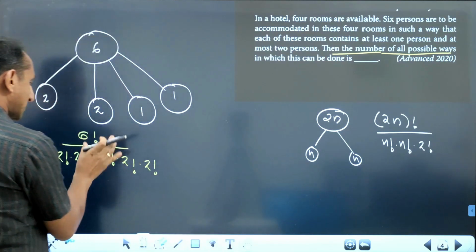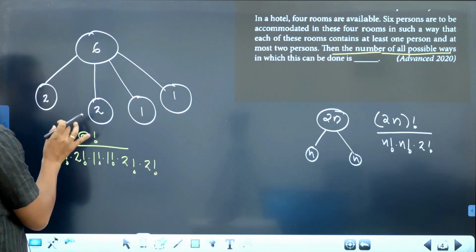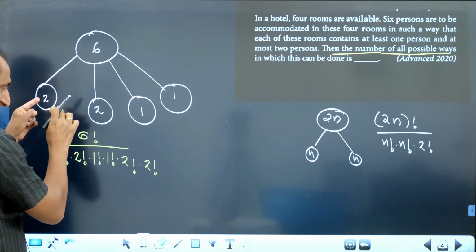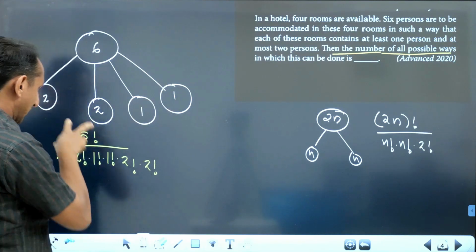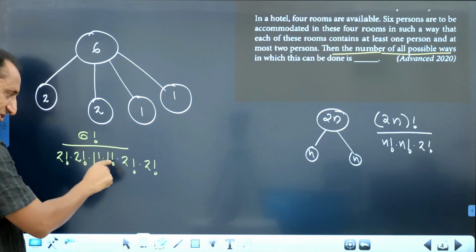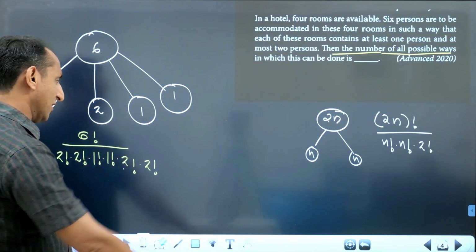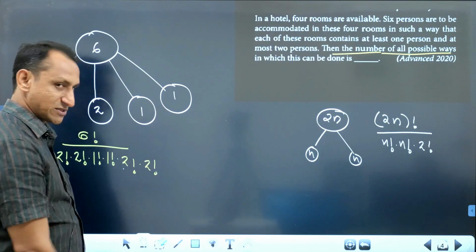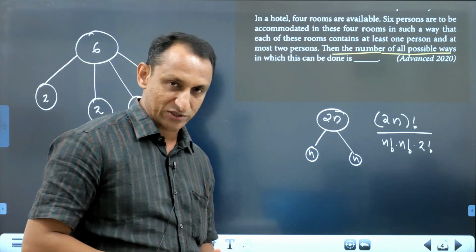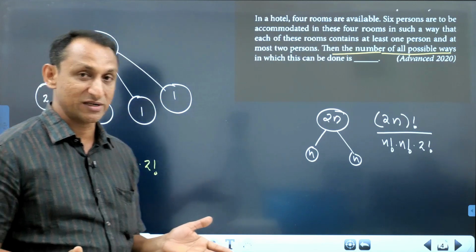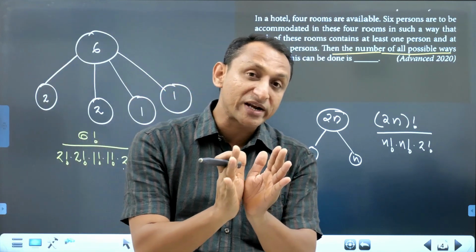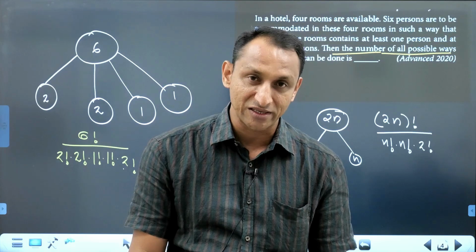Here I used the same result: 6 factorial by 2 factorial into 2 factorial into 1 factorial into 1 factorial. These 2 groups have the same size, so I write into 2 factorial. These 2 groups have the same size, so write into 2 factorial. Okay, the answer is not completed. Here I divided into 4 groups only.